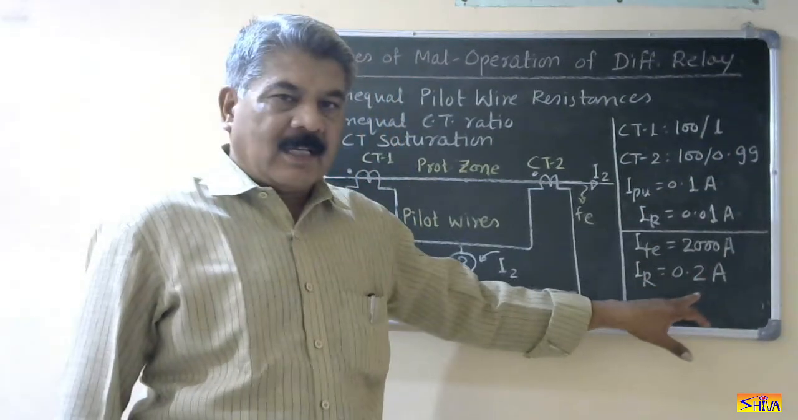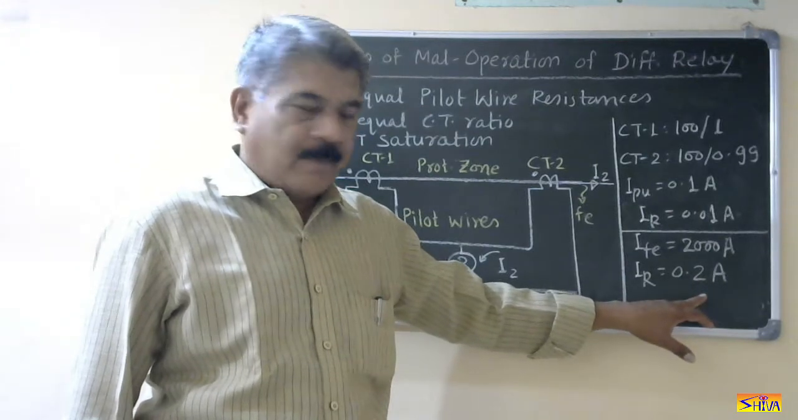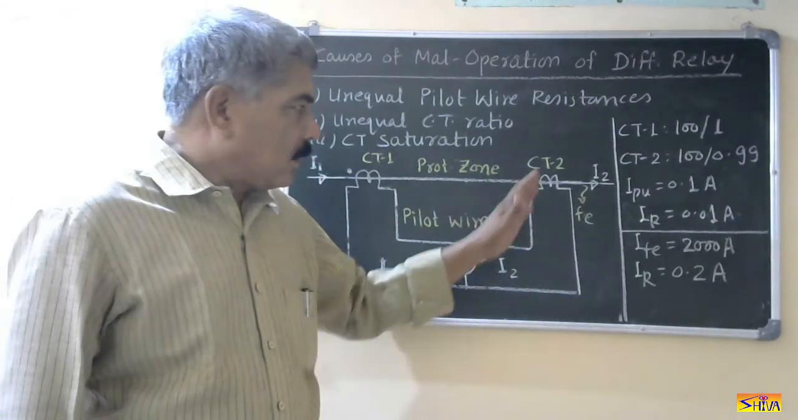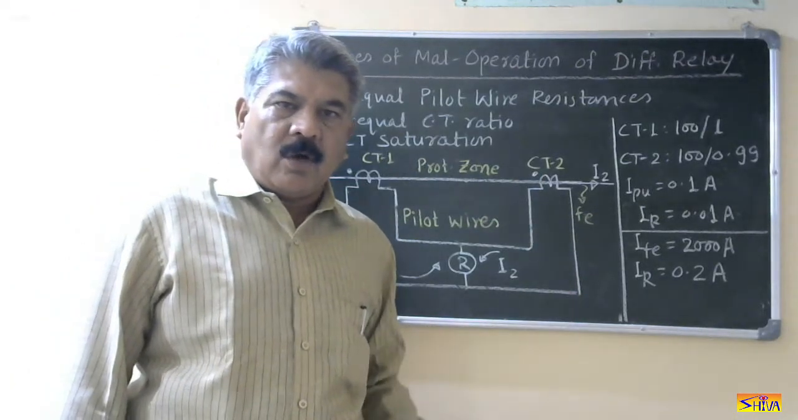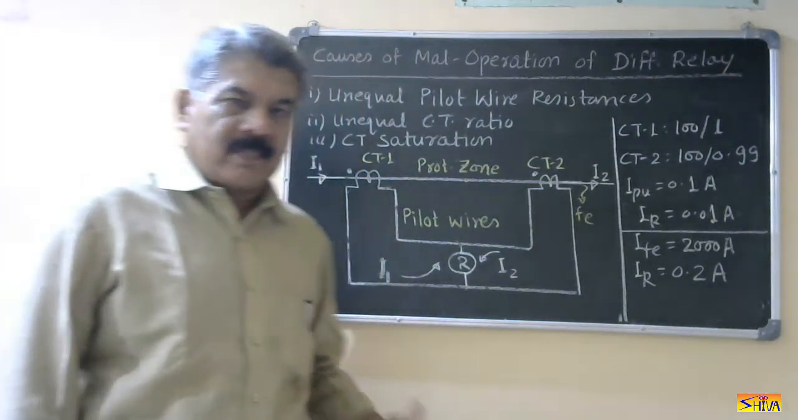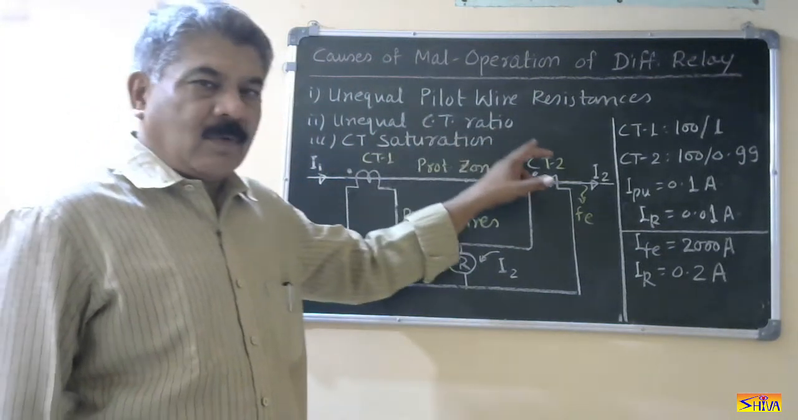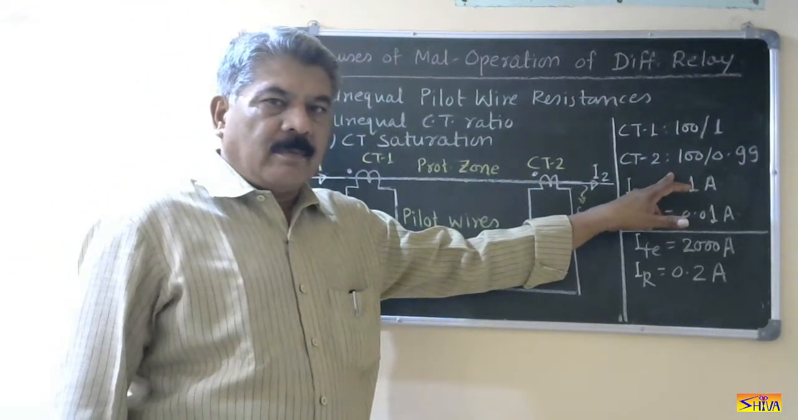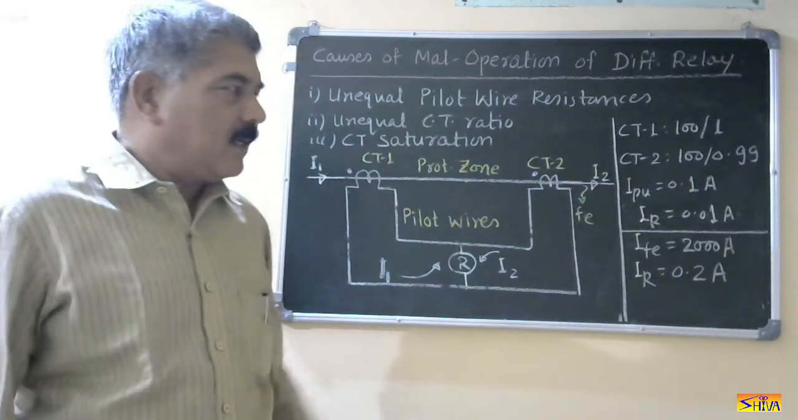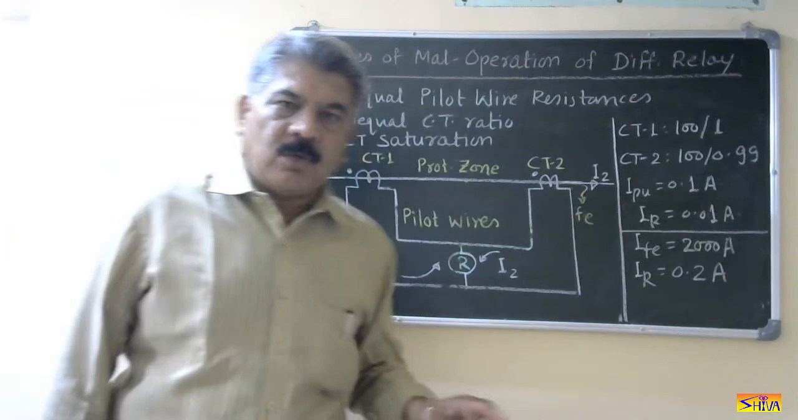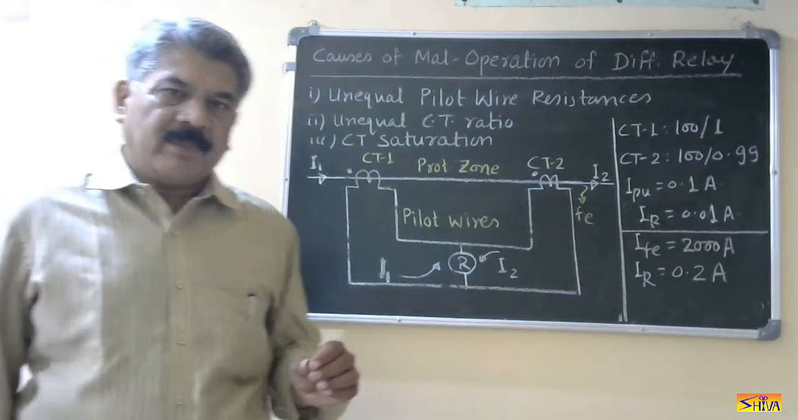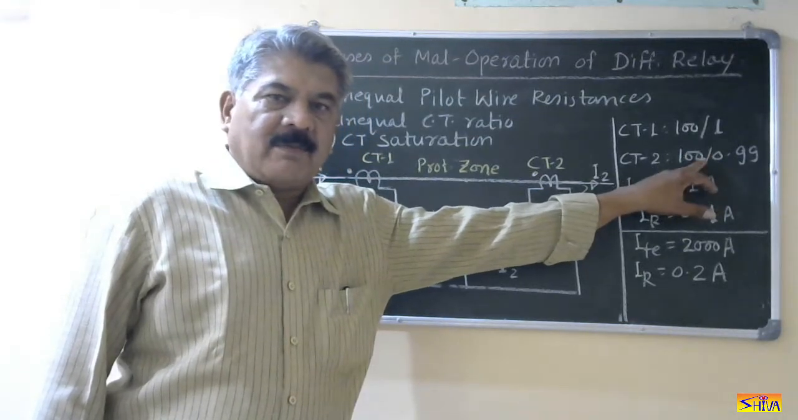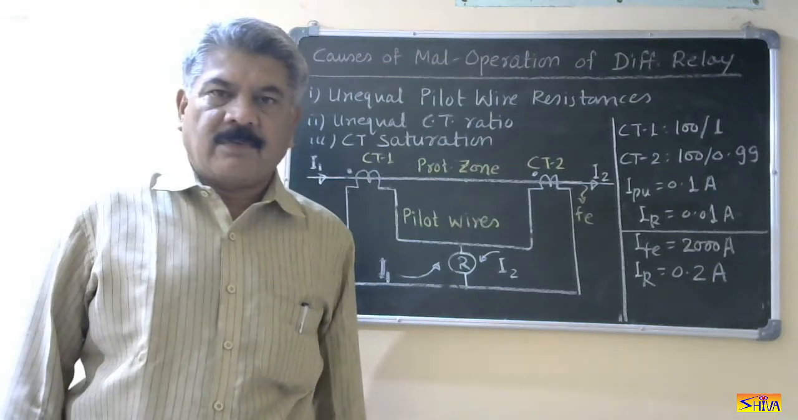So the current flowing through the relay is I1 minus I2, that is 0.2 ampere. And it is greater than the pickup of the relay. So for this true fault, the relay is going to operate. This relay is losing its true fault stability, and it is happening due to unequal CT ratio. Ideally, we should have identical ratio, but due to manufacturing defect, the CTs practically do not have exactly identical ratio. So even when some small difference is there, it will become fatal when it is an external fault.